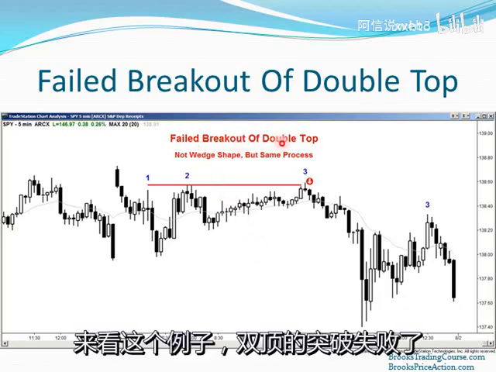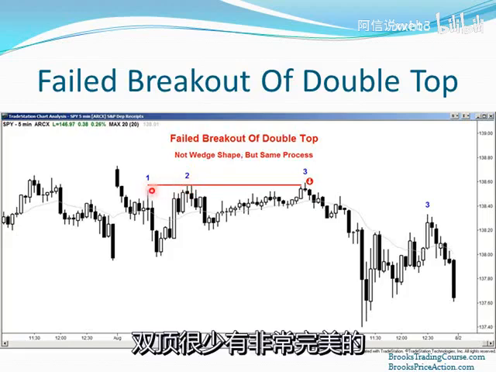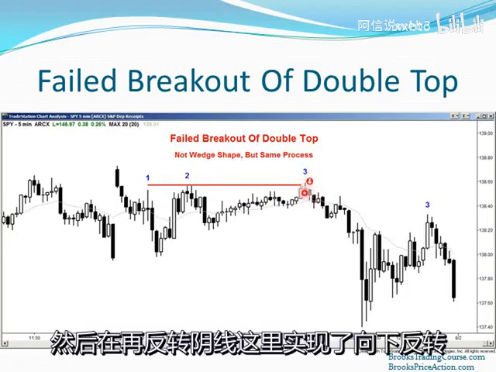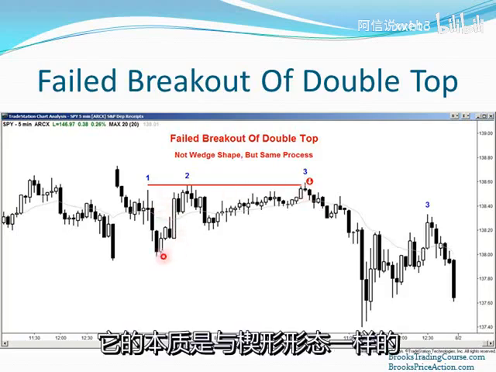Okay, we have a failed breakout above a double top. So we have a double top here and here. Double tops are rarely exact. And then here we broke above the top of the pattern, and we reversed down in a bear reversal bar. It's a 3-push pattern. Functionally, it's the same as a wedge.